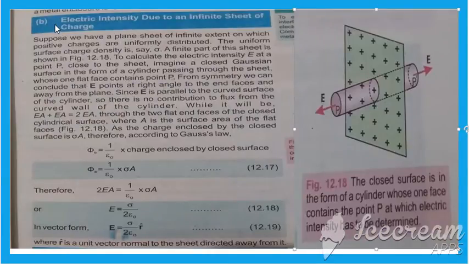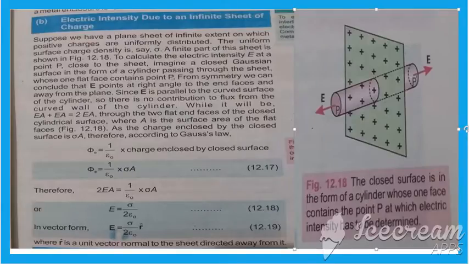Coming towards the topic, which is electric field intensity due to an infinite sheet of charge. In this figure, look at it. This is just a portion of an infinite sheet of charge on which positive charges are evenly and uniformly distributed over the entire surface. So here the uniform surface charge density is represented by sigma, and this is equal to charge per unit area. Whenever we calculate charge per unit area, this is the surface charge density and is represented by the term sigma.